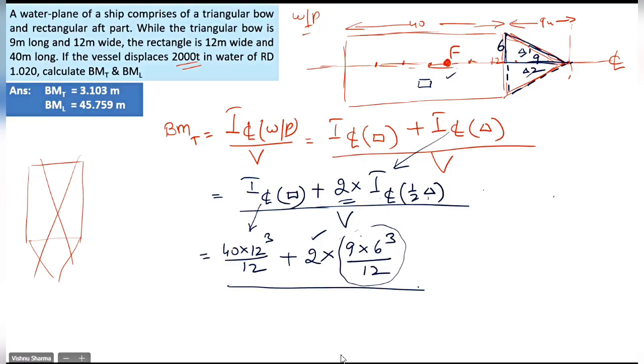Divided by volume of displacement. Now in this case, the shape of the vessel is not given, the displacement is given. So we can divide the displacement by density, as somebody was saying in the last question, and that will give us V. And this will give us the answer to BMT of 3.103 meters.